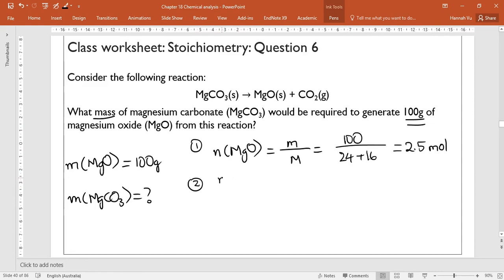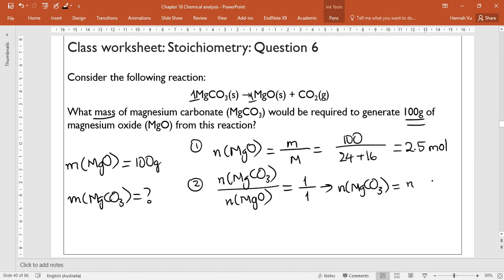Now from the coefficients in the equation, you should be able to create a mole ratio between these two species. You want to find the number of moles of magnesium carbonate so that you can get the mass of magnesium carbonate. So it is a 1 to 1 ratio because the coefficients of these are just 1. Therefore, the number of moles of MgCO3 is going to equal the number of moles of MgO, which is also 2.5 moles. And lastly, the mass of magnesium carbonate is going to be the number of moles of magnesium carbonate times the molar mass of magnesium carbonate.